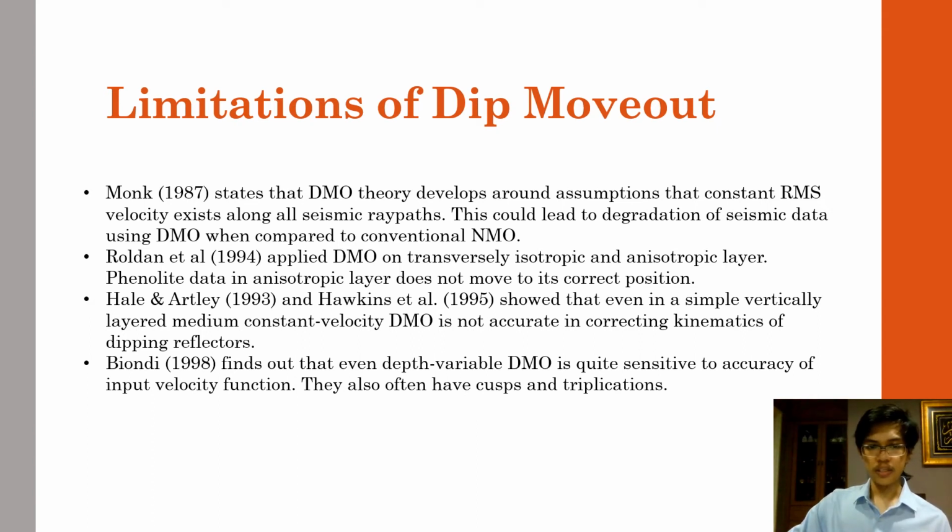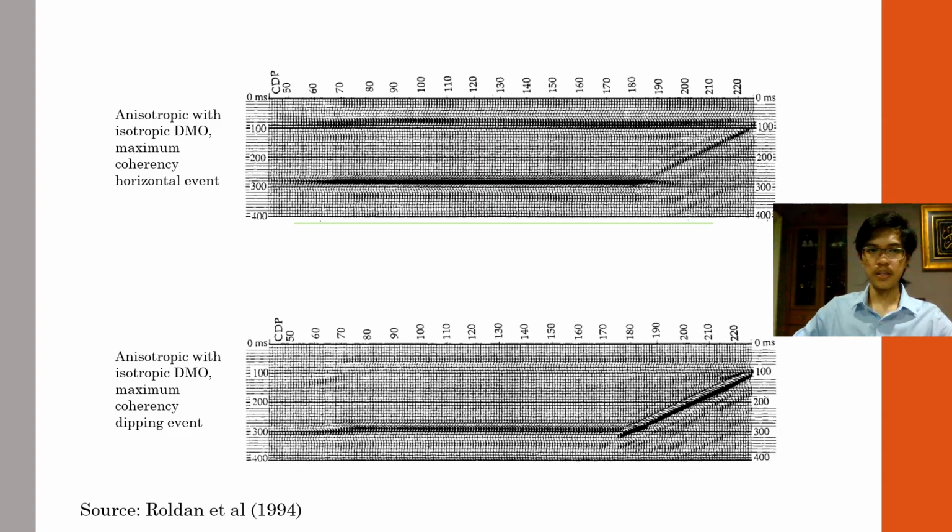Biondi in 1998 found out that even depth variable DMO is quite sensitive to the accuracy of the input velocity function. They also often have caustics and triplications. This is the work done by Rothman et al. in 1994. He shows that DMO in an anisotropic layer will produce bad results.